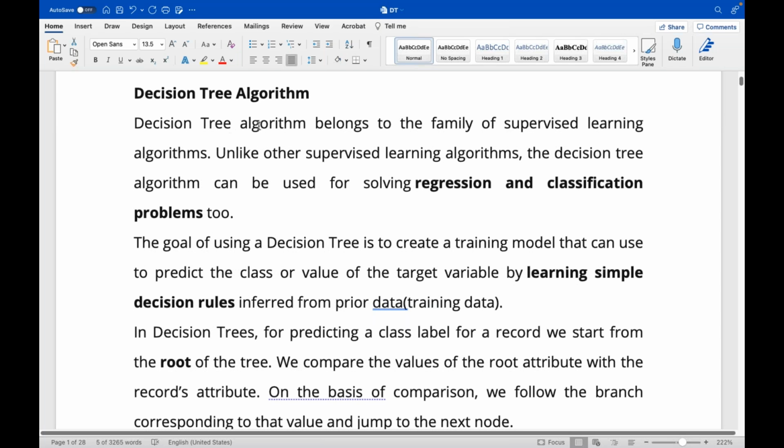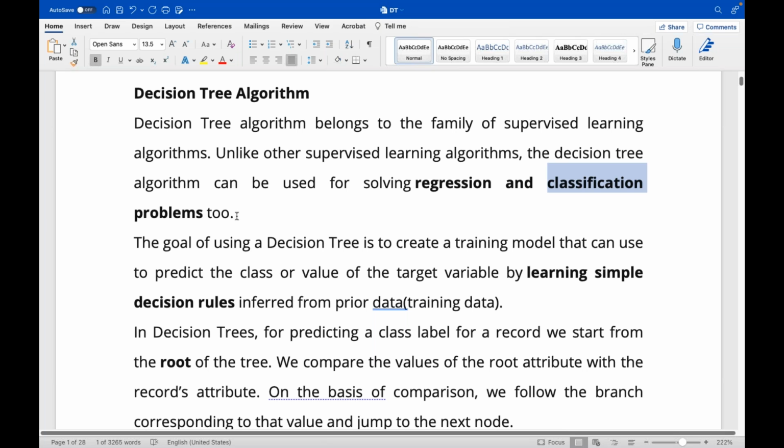If you go for the decision tree algorithm, we can use it for both classification and regression problems. So with the help of the decision tree, we can solve two kinds of problems: regression problems as well as classification problems. Regression problems means the target variable is continuous. When the target variable is categorical, then I can go with classification.